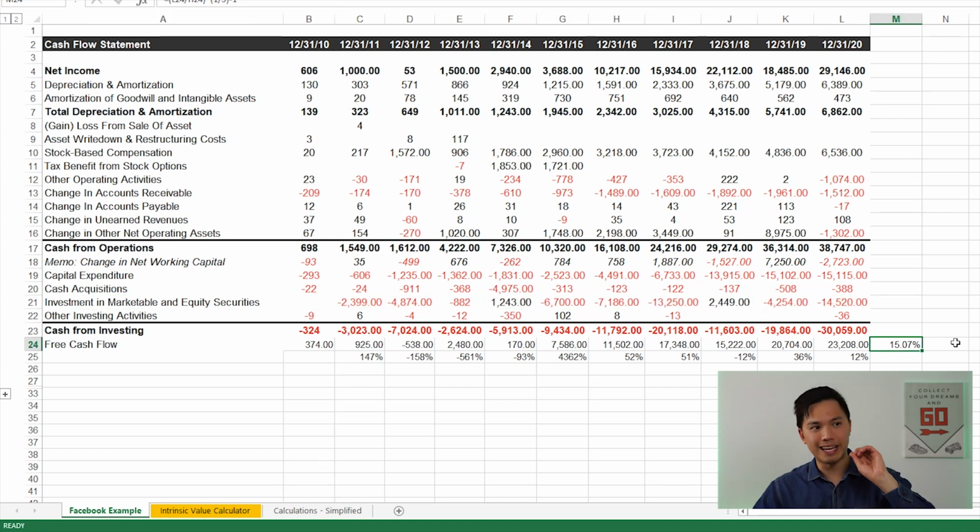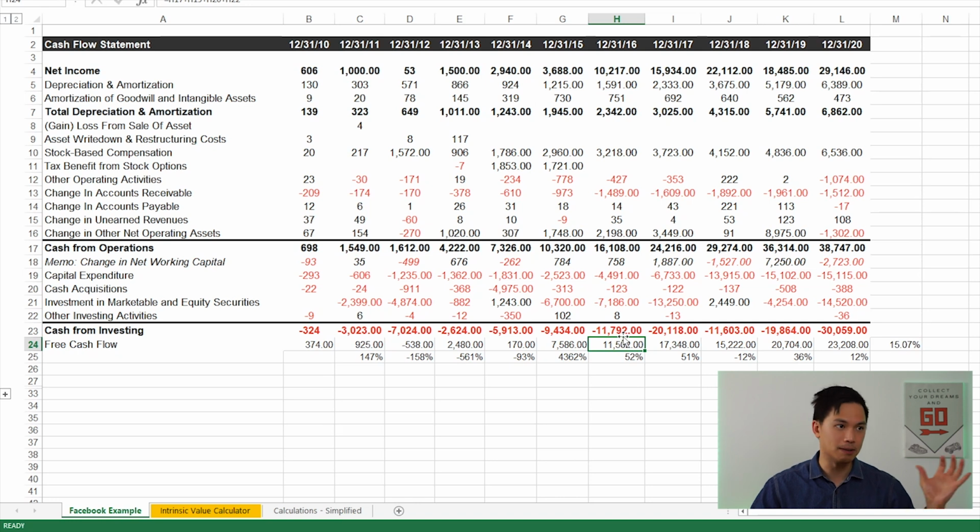And what I also do is I calculate the CAGR, or the compounded annual growth rate, for the past 5 years for free cash flow. And this number over here is 15%, basically saying that from 2016, cash flow grew at an average rate of 15% per year.